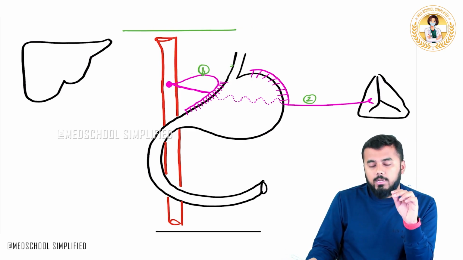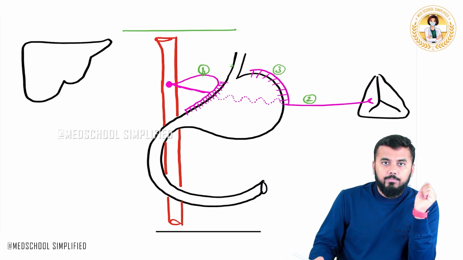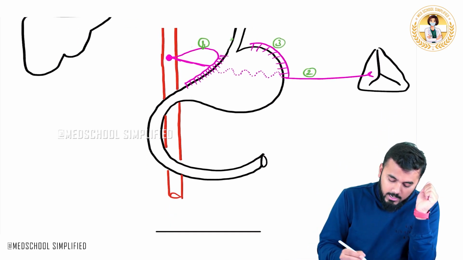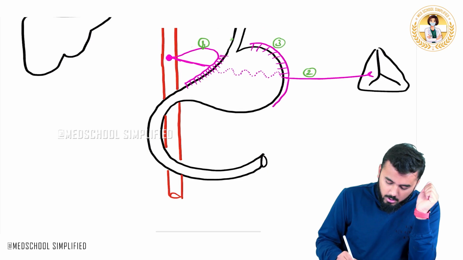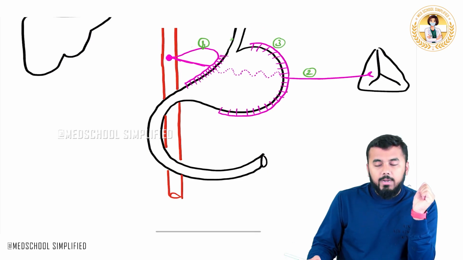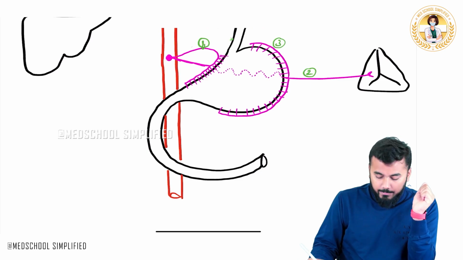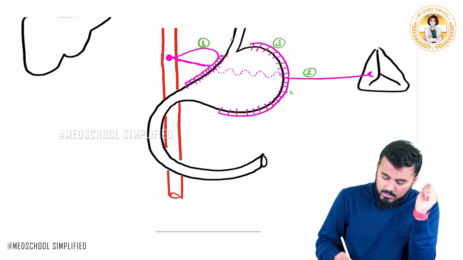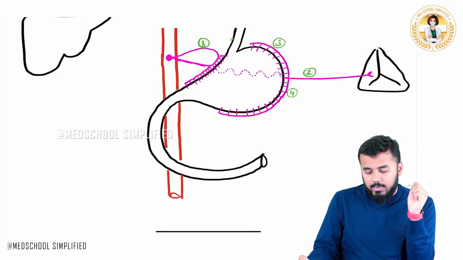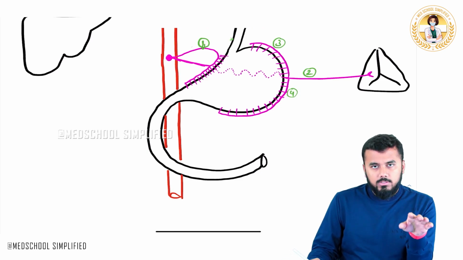This is called the short gastric artery. The third artery will be your short gastric artery. Okay, now there is another artery that comes down all the way like this. Now this artery is called the left gastro-omental artery, also called the left gastroepiploic artery. The fourth artery is called the left gastro-omental artery or left gastroepiploic artery. Clear?